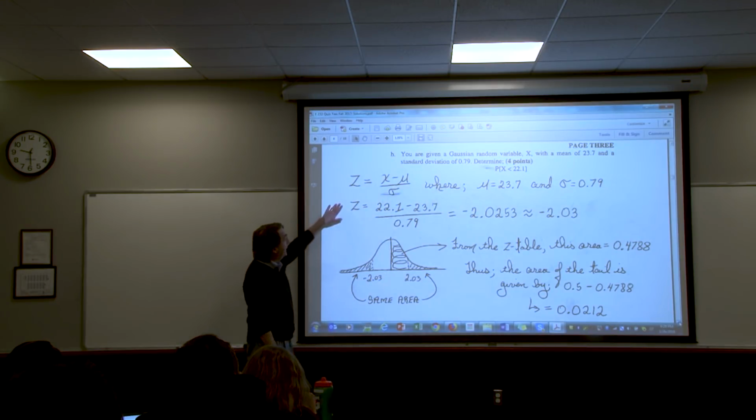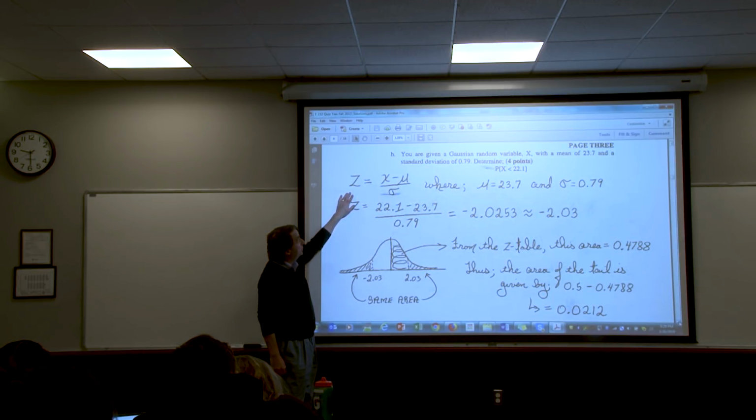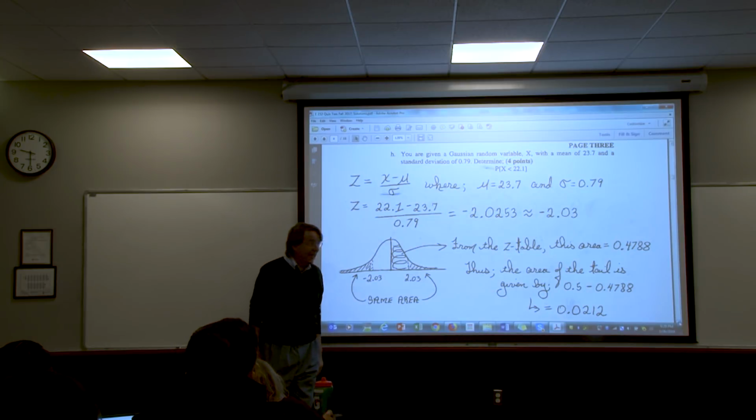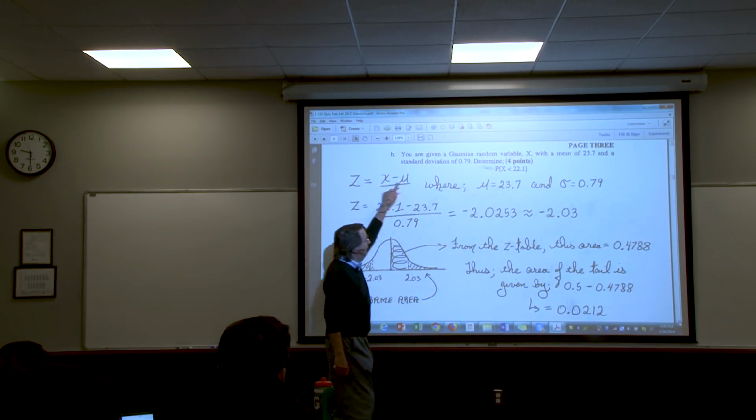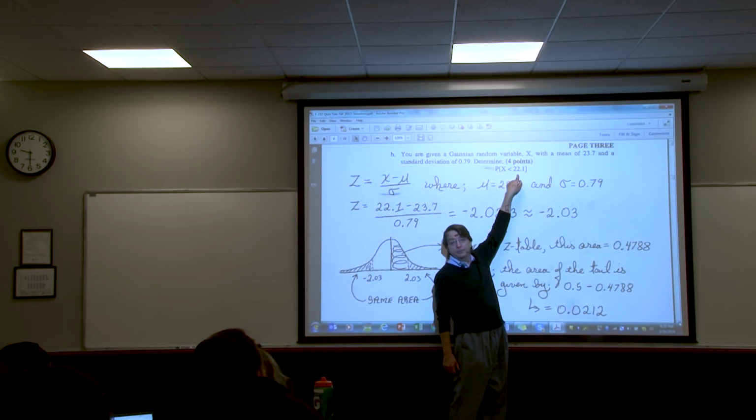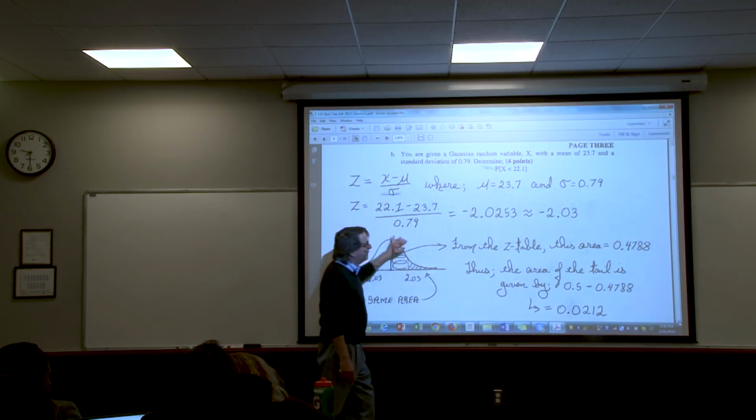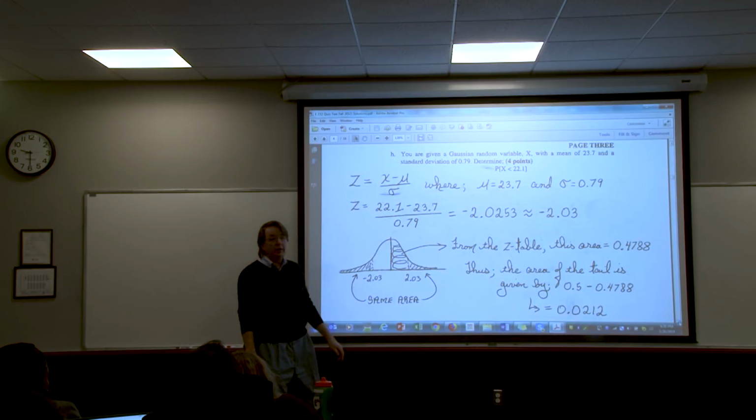So I say, okay, first thing I need to do is the change of variables. Now, do I have to memorize this formula? No. This formula is given on the formula sheet. So it's x minus mu over sigma. So I say, excellent. I think we know everything. Mu is 23.7. Sigma is 0.79. Now, what's the value of x? The value of x is given here, 22.1. That's the value of x. So I plug everything, Ryan, into the formula, and what I get is roughly minus 2.03. Plugging in x minus mu over standard deviation.